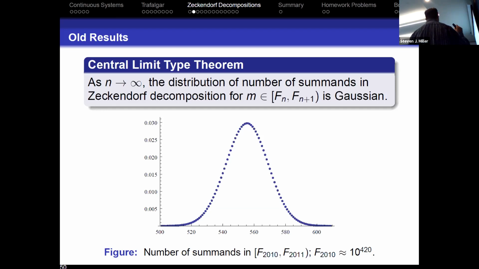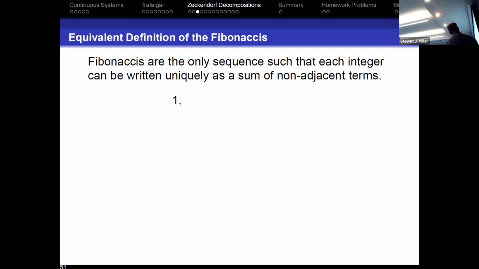I am not doing a brute force exhaustive analysis of all numbers between F2010 and F2011. I'm just doing a random sample, maybe a million such numbers. And you see a Gaussian, and it turns out it does converge to a Gaussian. This had been proven before us. My students came up with a new proof, and then we actually extended it to other settings.